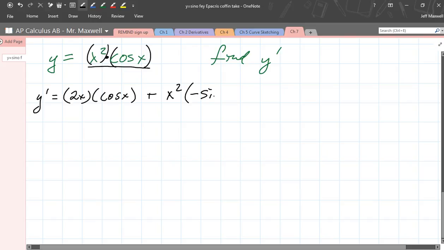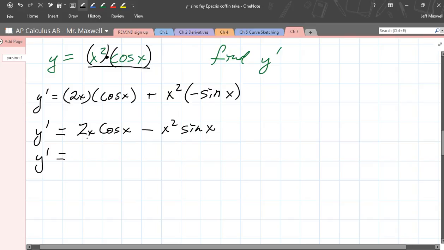Negative sine. Yeah, negative sine. And so if we simplify this, we get 2x cos x minus x squared sine x. And if you wanted to factor, which would probably be a good idea to factor these expressions if you can see an obvious factor, we can take an x out, right? There's an x in each.